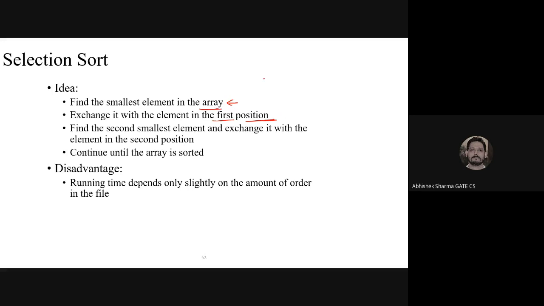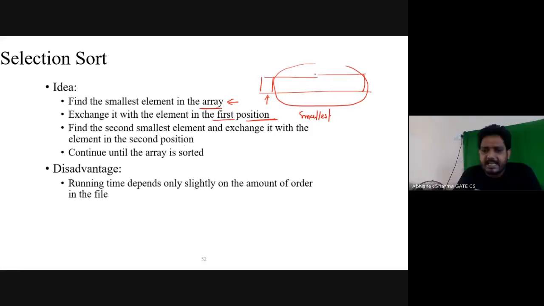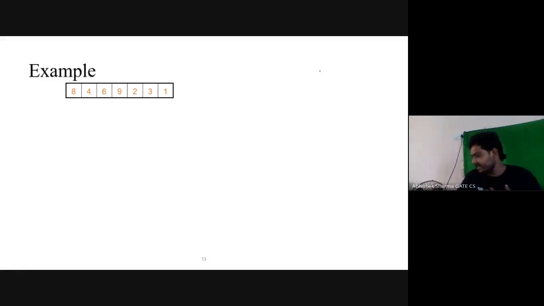So now this is the idea that if I have an array, then what I will do is, for the first position, I will find the smallest element in the array, and I will exchange it with the first position. Then I'll do the second smallest element and exchange it with the second position, and I'll keep on repeating this. Look at this.